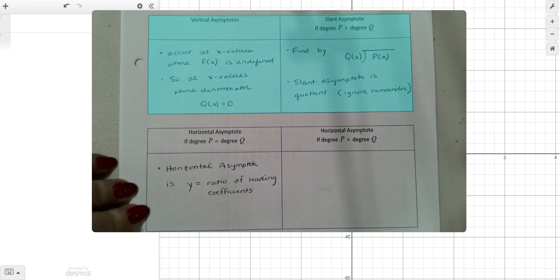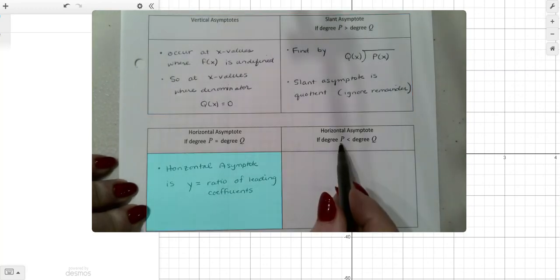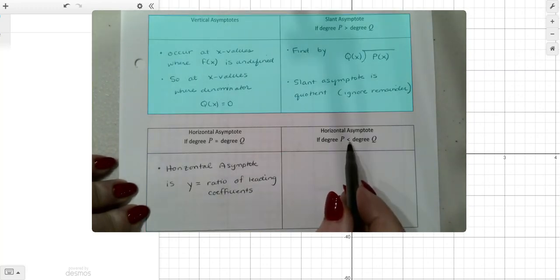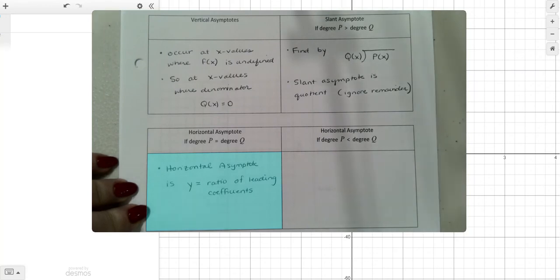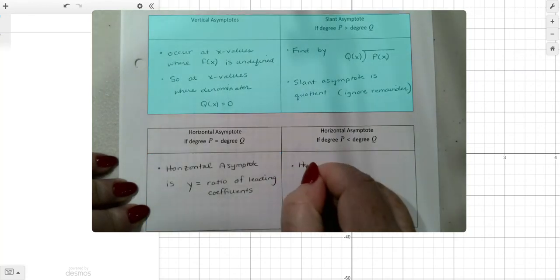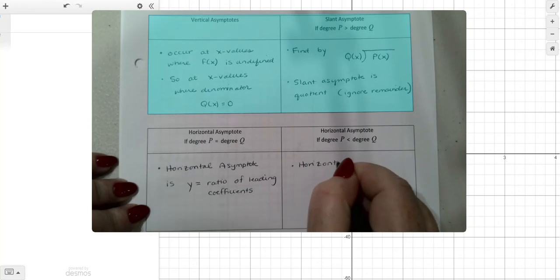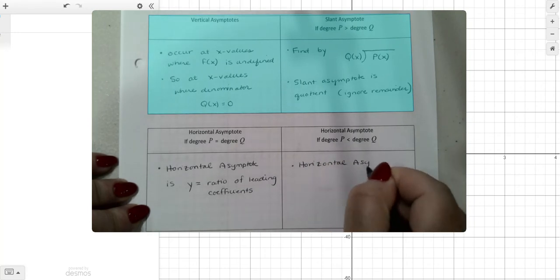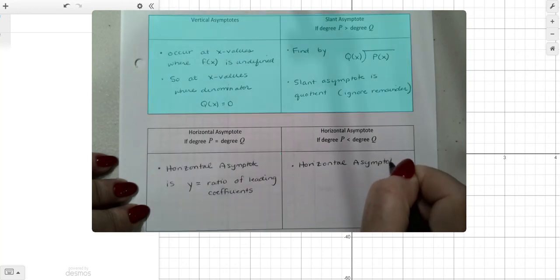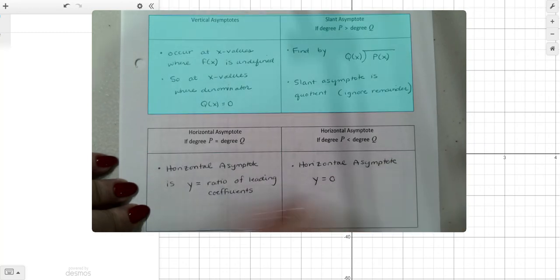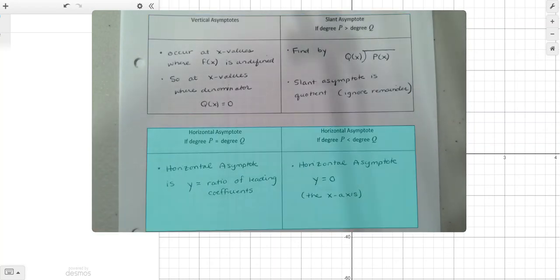The final possibility is that the degree of the top, p, is actually smaller than the degree on the bottom, the q. We still get a horizontal asymptote, but in that case, it's always y equals 0, the x-axis. Right, so that's kind of our outline of how to find asymptotes, and we'll look at several examples so you get to see exactly how each one of those works.